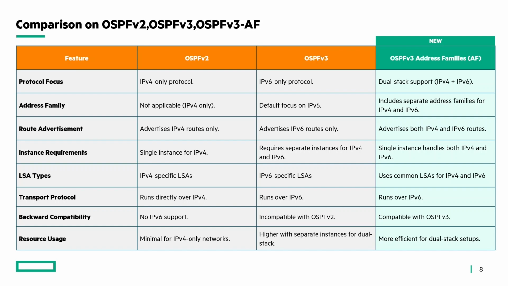Let's jump directly to the resource usage. The resource usage is minimal for IPv4-only networks in OSPF v2, and in OSPF v3 it is higher with separate instances for dual stack. Whereas in address families, since we have a single instance, there is minimal resource consumption and it is more efficient for dual stack setups.